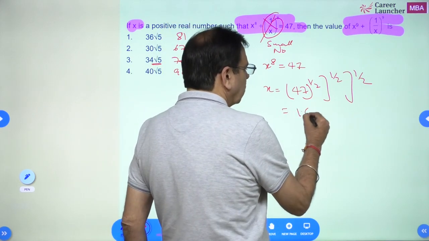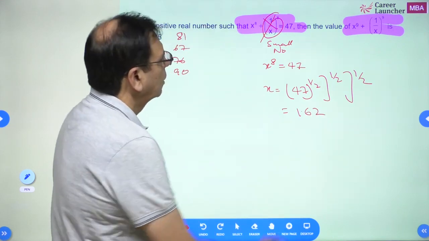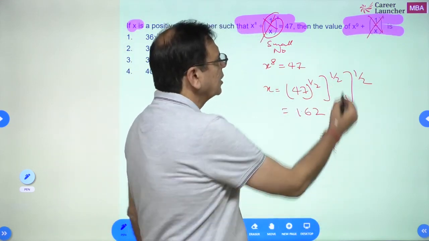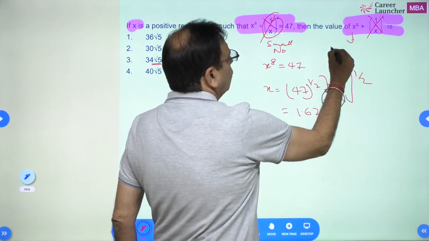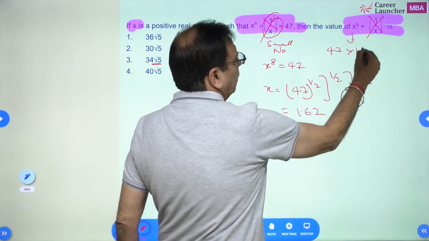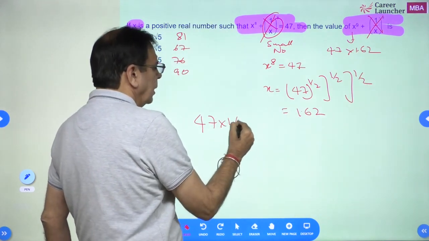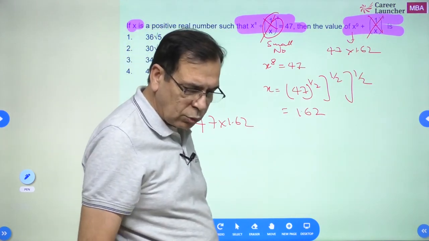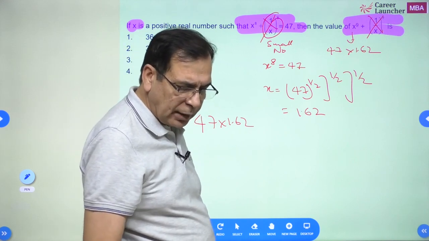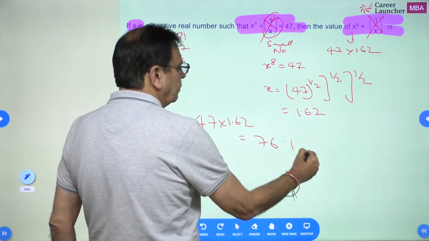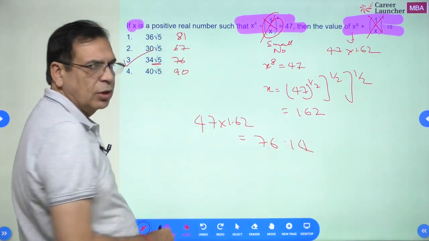Equal to 1.618, मैंने 1.62 ले लिया. So what will this be? Again, this is negligible. If this is negligible, x to power 9 should be 47 into 1.62. Okay, so my answer has to be 47 into 1.62. So 1.62 तो निकाला हुआ है कैलकुलेटर में. 47 से मल्टीप्लाई करते हैं, it comes out to be 76.14. Correct answer, choice 3.